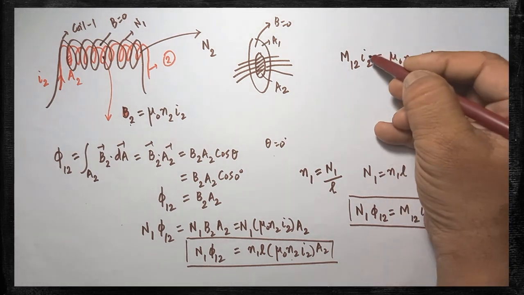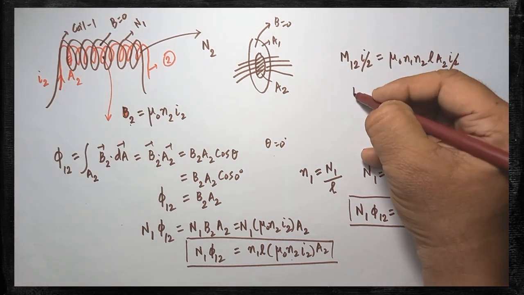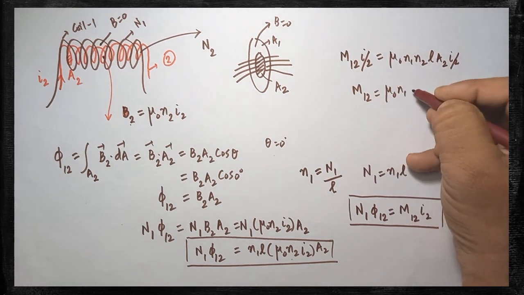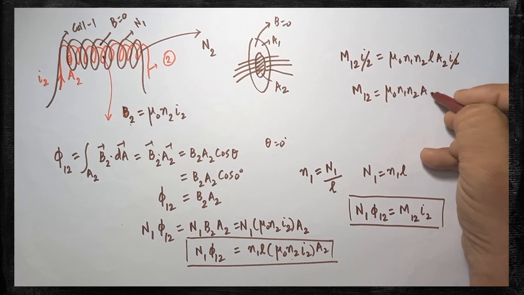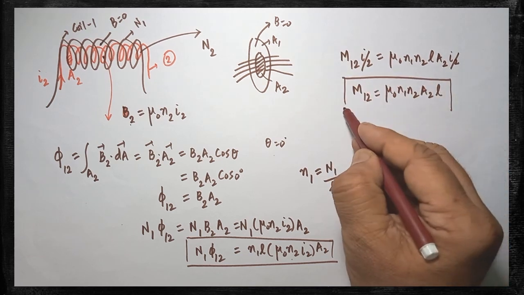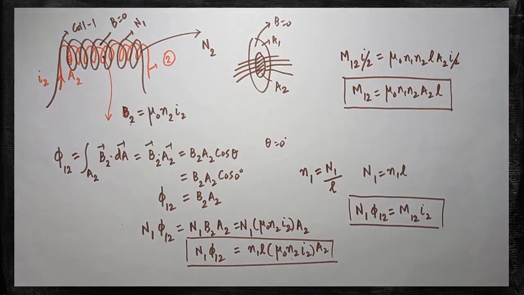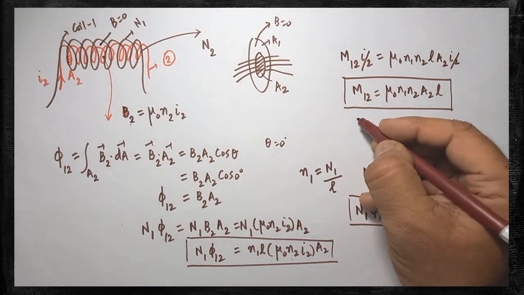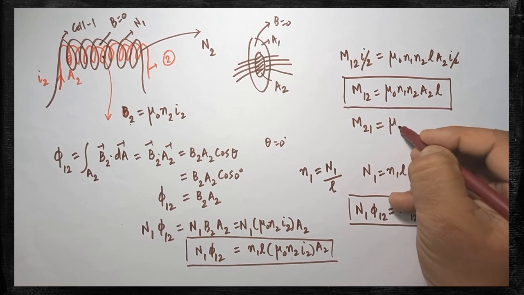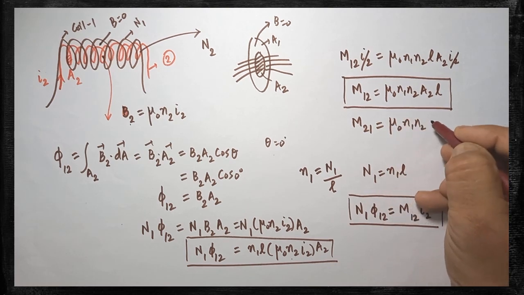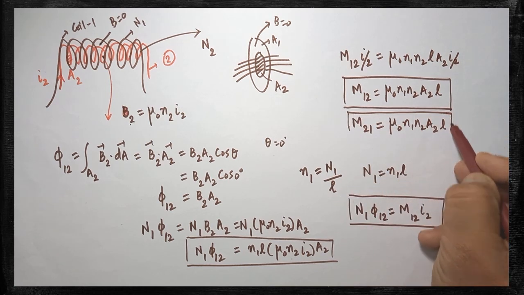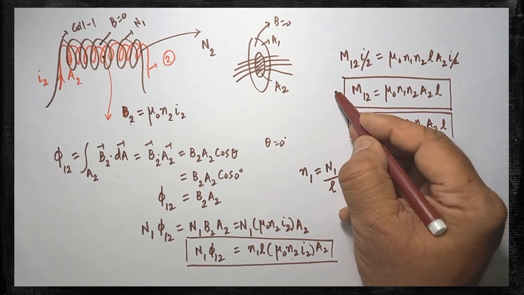What can we do now? I2 can be cancelled. So what is the final expression? M12 is equal to mu naught N1 N2 A2 divided by L. This is the final expression obtained in the case of M12. On the previous page we obtained M12, which is also equal to mu naught N1 N2 A2 divided by L.